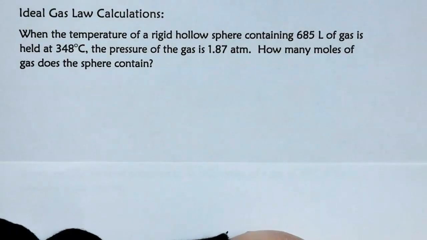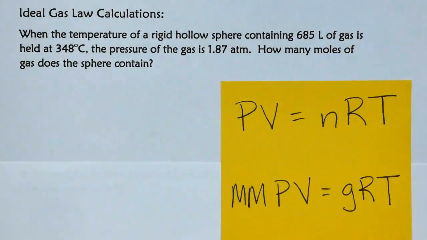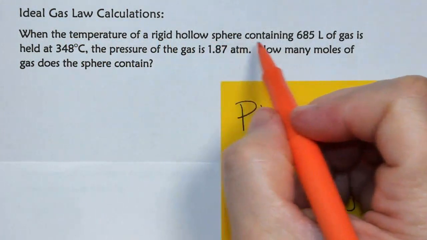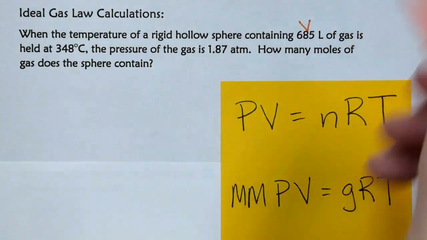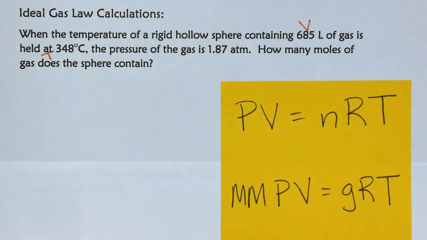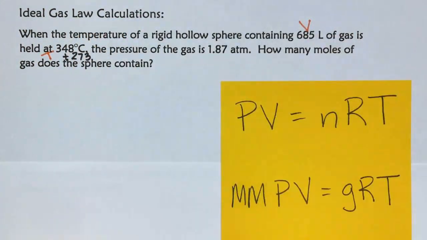Another example problem: what do we have and what are we trying to find? So first, I'm going to go through the problem and mark my givens and what I'm trying to find. When the temperature of a rigid hollow sphere containing this many liters of gas, so there's a volume, is held at a temperature of 348 degrees Celsius, we want to make sure that we convert that temperature to Kelvin, so we're going to add 273 to it.